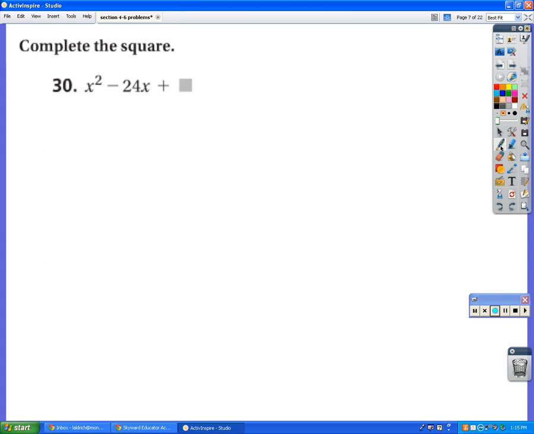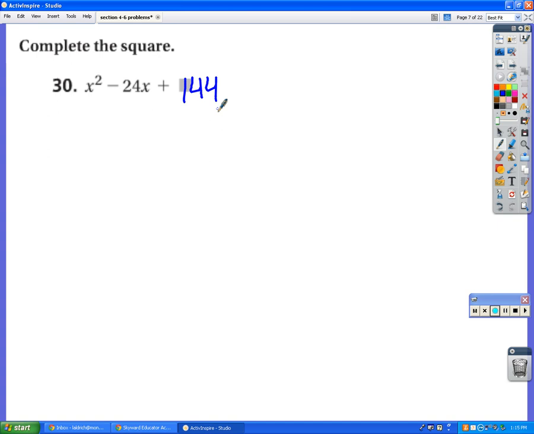Okay, yeah, to factor it into a perfect square. So the way you have to do that is you take this number and cut it in half, which is negative 12, and then you square it, which is 144. So the answer here is 144, okay?